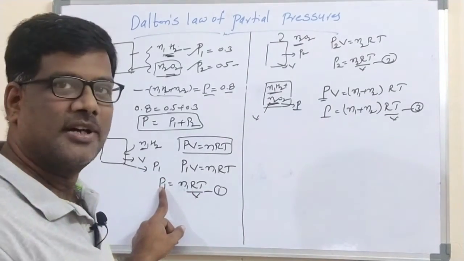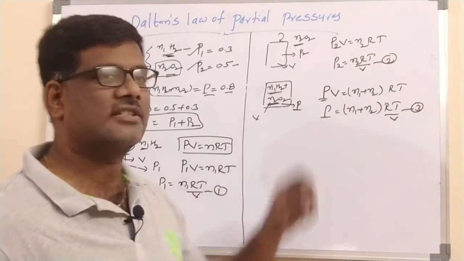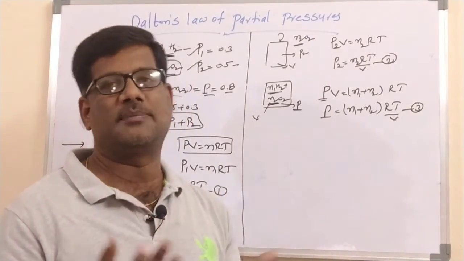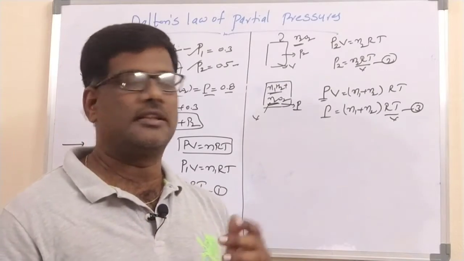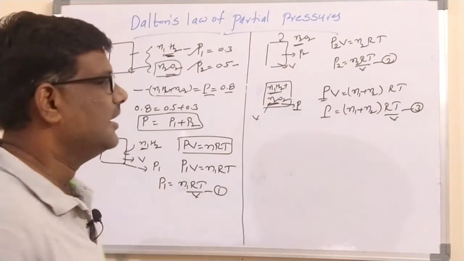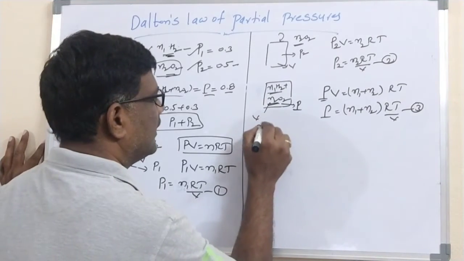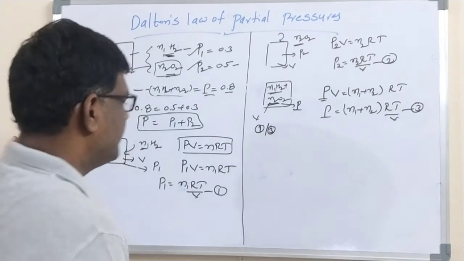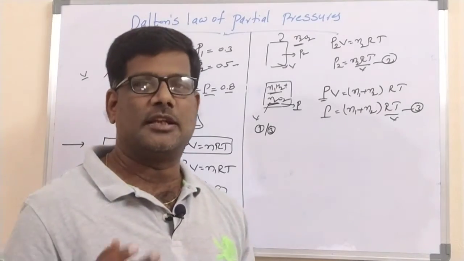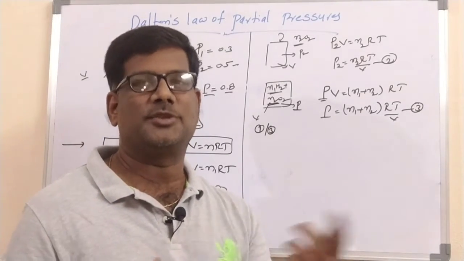P1 is called the partial pressure of the first gas. P2 is called the partial pressure of the second gas. P is called the total pressure. So we have to calculate the partial pressure of the first gas with respect to P. For that, you have to take equation 1 divided by 3. Then you will get the relation between P1 and P, which is the relation between the partial pressure and the total pressure.